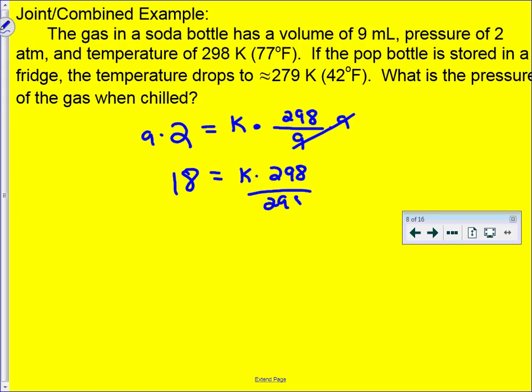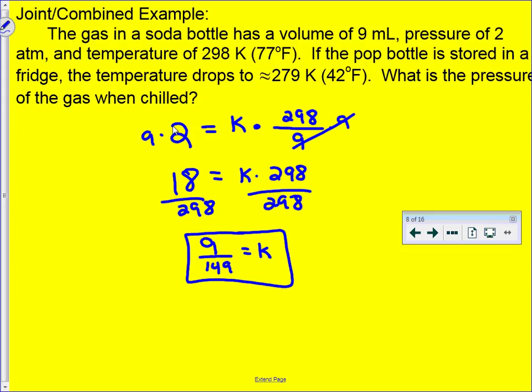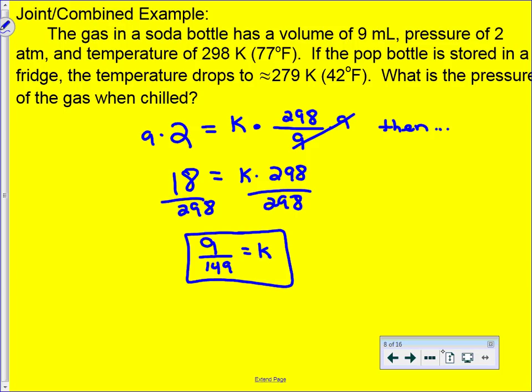I multiply both sides now by my 298. And my constant is going to be equal to 9 over 149, or you do get a decimal that you could choose if you write it out into a decent amount of spots. So we found what our K value is. The question is asking us, what's the pressure of the gas when chilled? So then what we have to do is use that K value and actually plug this back in.